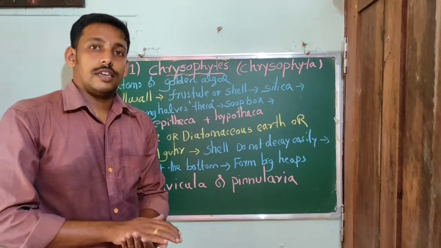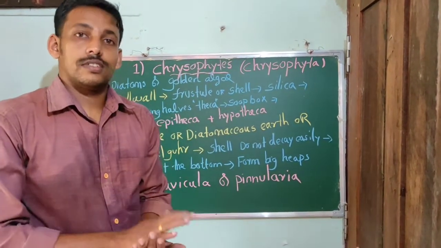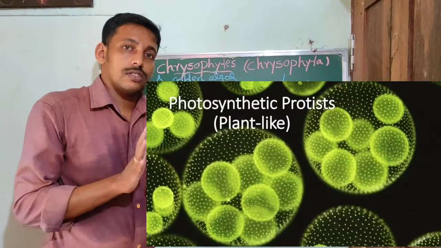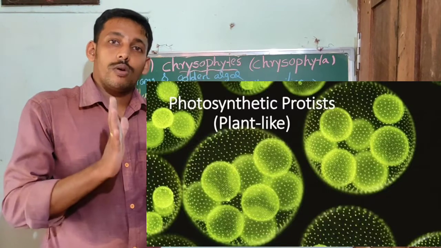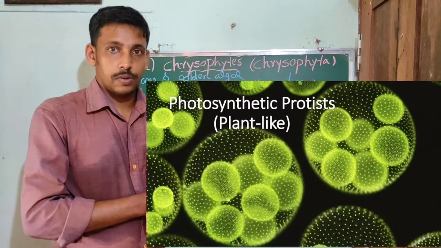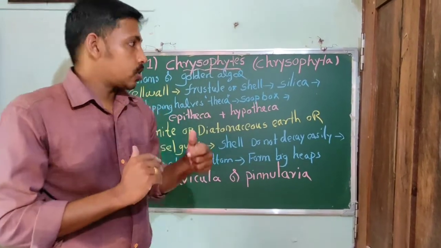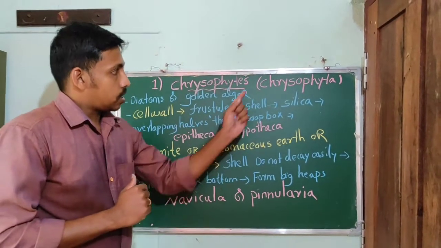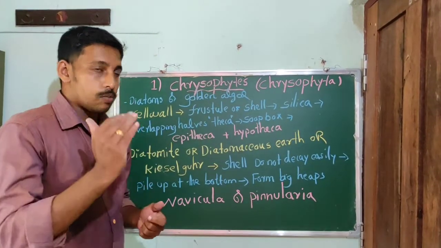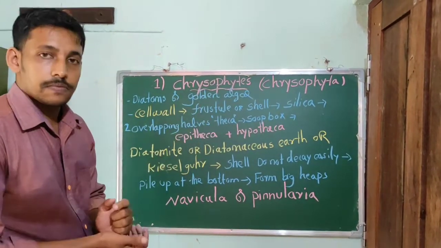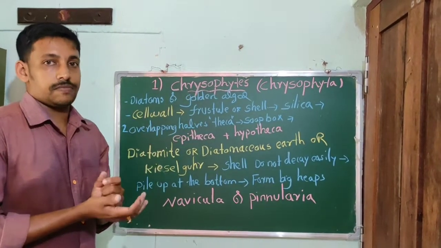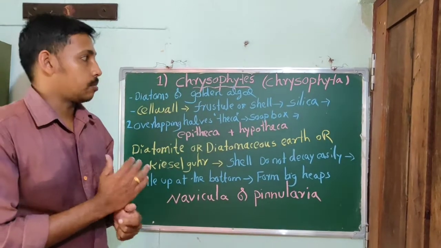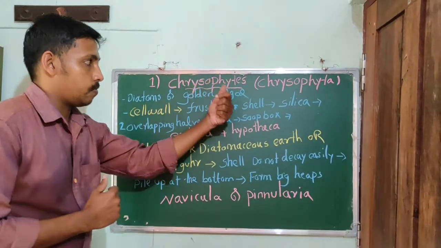Now let's see the photosynthetic protists. They are the major producers of the aquatic ecosystem. Here we are going to study the first phylum, known as Chrysophyta. The group is known as Chrysophytes. This includes the diatoms and golden algae. Diatoms and golden algae come under this phylum, Chrysophyta.